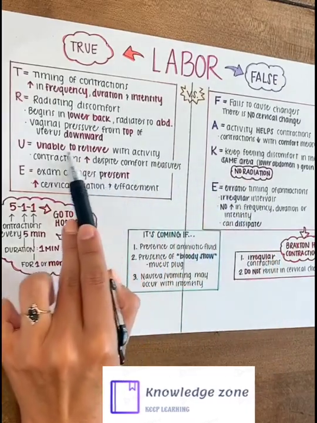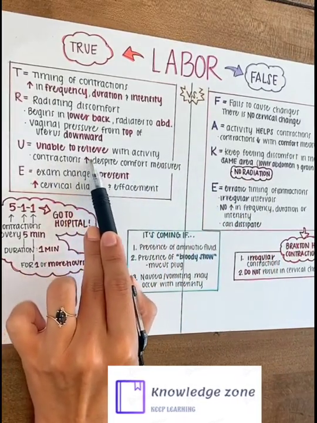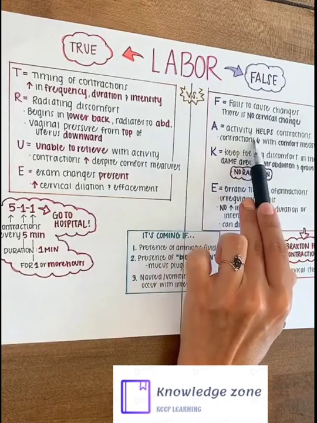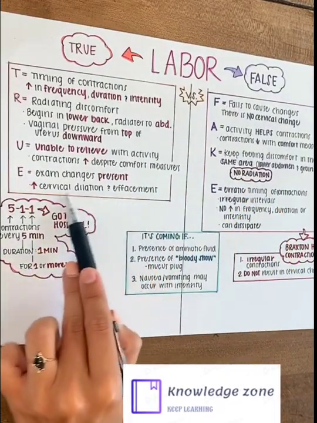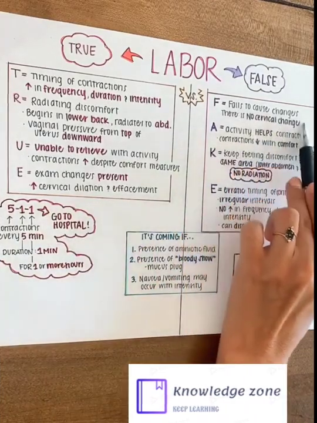U is for unable to relieve contractions with activity. In false, activity helps contractions decrease. E is for exam changes. True labor has increased cervical changes, and false will have no cervical changes.